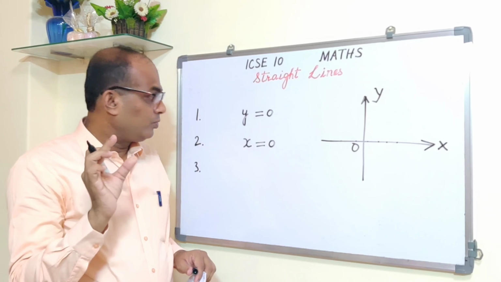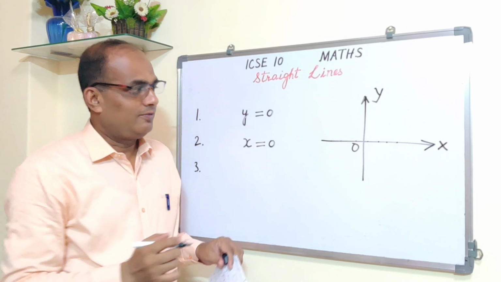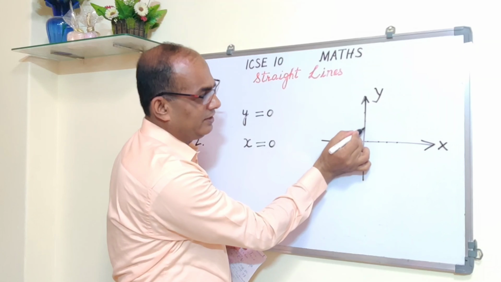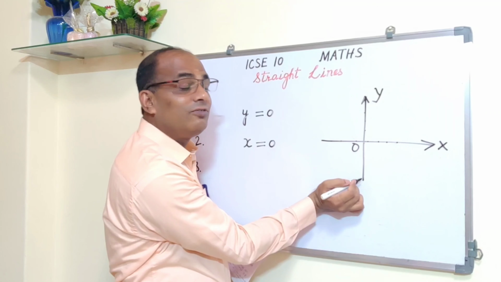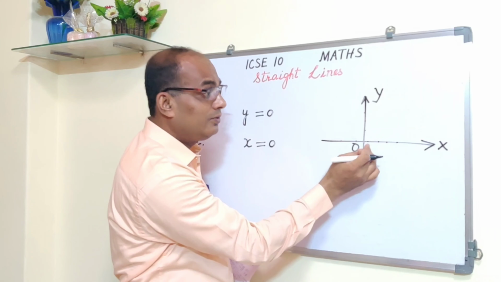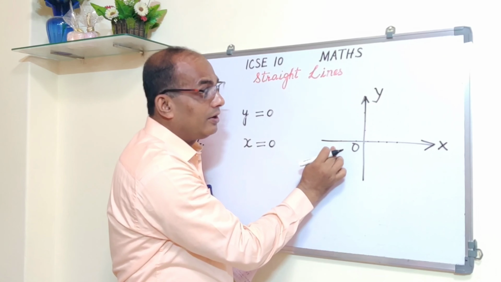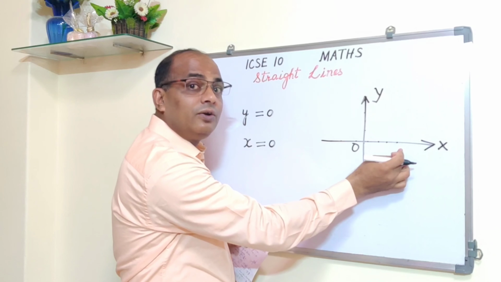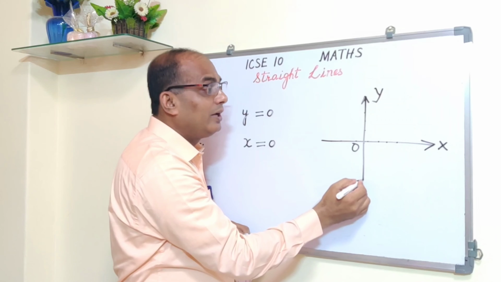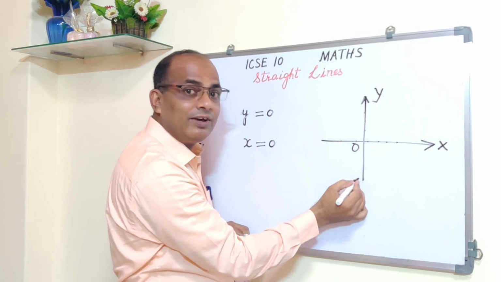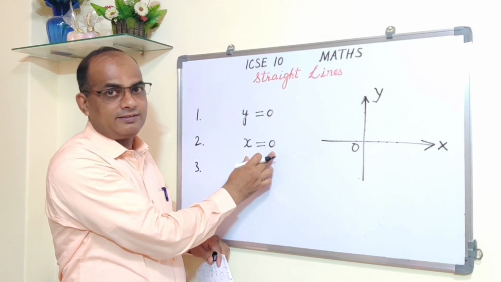Now, second point. What is the equation of y-axis? Y-axis means this line. What is the equation of this line? On this line, x will be 0 because you will get x when you move to the right of the origin or to the left of the origin. Neither are we moving to the right of the origin nor to the left of the origin. We are on this line. Therefore, the equation of y-axis will be x is equal to 0.